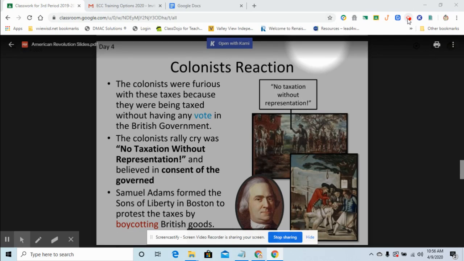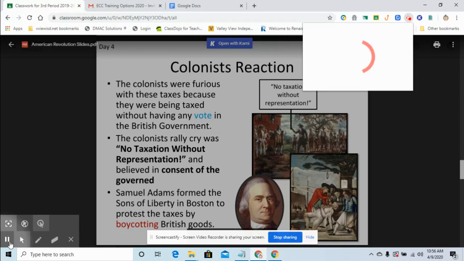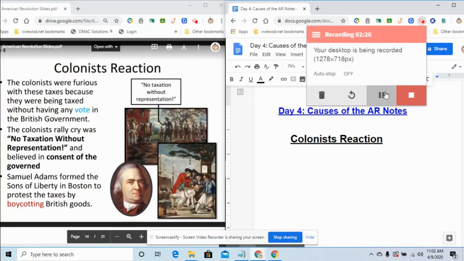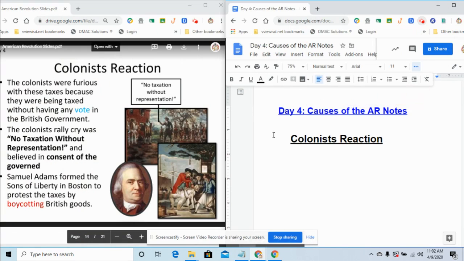So we're going to continue. Here I have my notes set up on my Google Doc. I have my title, day 4, causes of the AR notes. I have my subtitle, colonist reaction. We're going to take a look here.